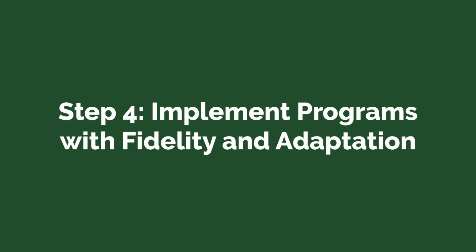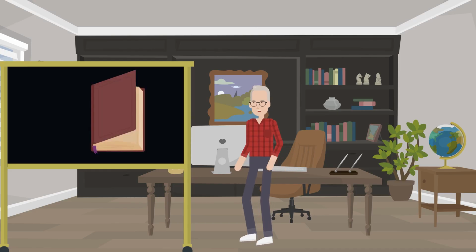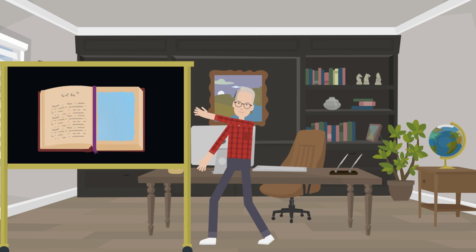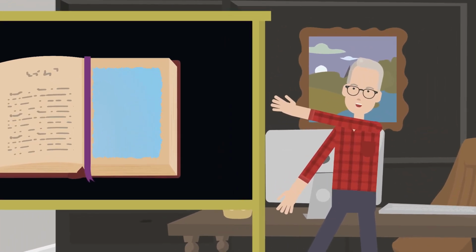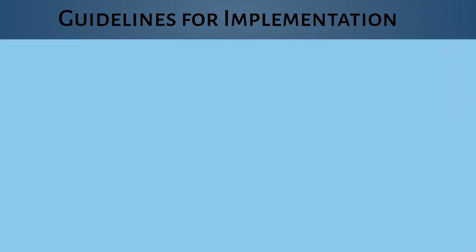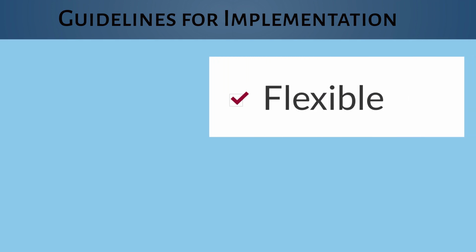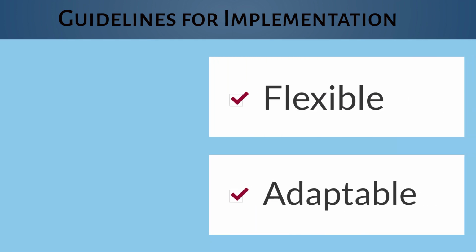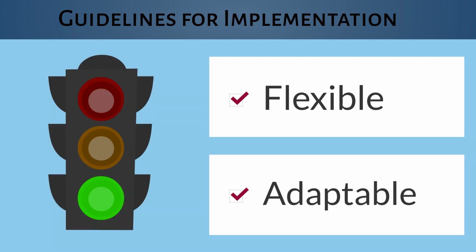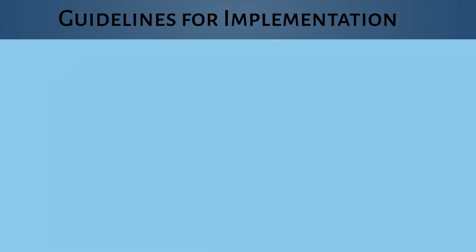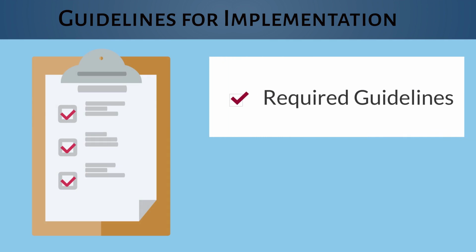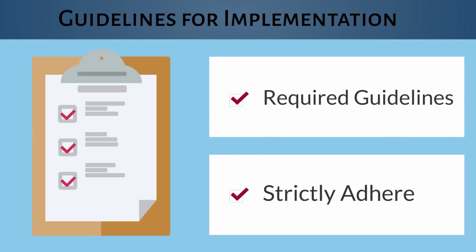Once you've selected an evidence-based program, you should receive a manual with guidelines on how to implement the program as prescribed by the program's developers. Some of these guidelines are flexible and can be adapted to best fit your community. We call these green light adaptations. However, many of these guidelines for implementation are required for the program to be effective.